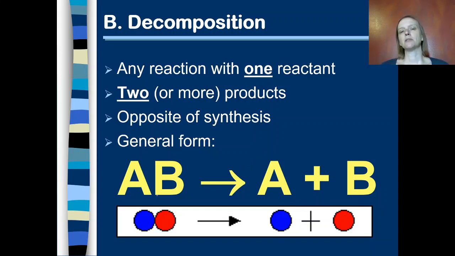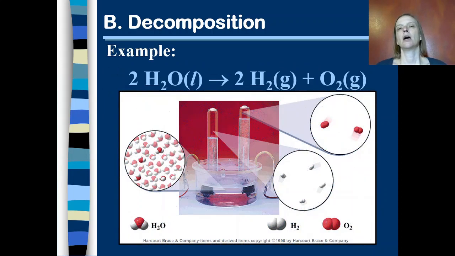The general form is AB, where you've got 2 different elements bonded together, and then you break them apart so that you just have element A and then element B. A standard example of this would be the decomposition of water into its component gases, hydrogen gas and oxygen gas. And this is the process by which you make rocket fuel. You need the hydrogen gas for that.